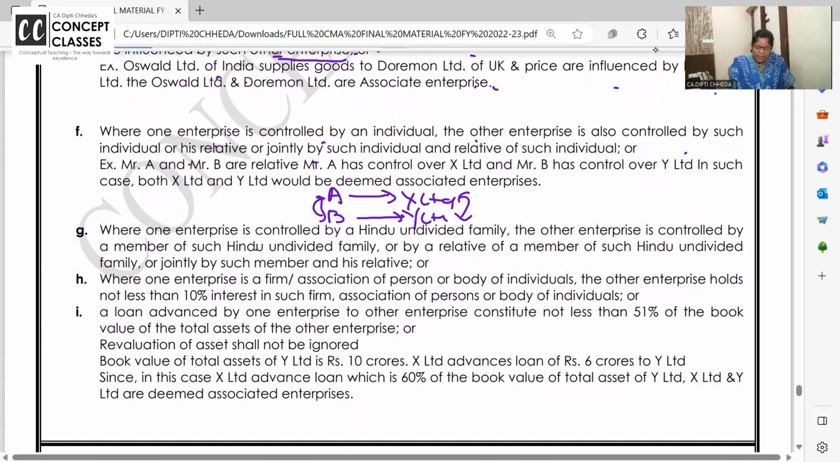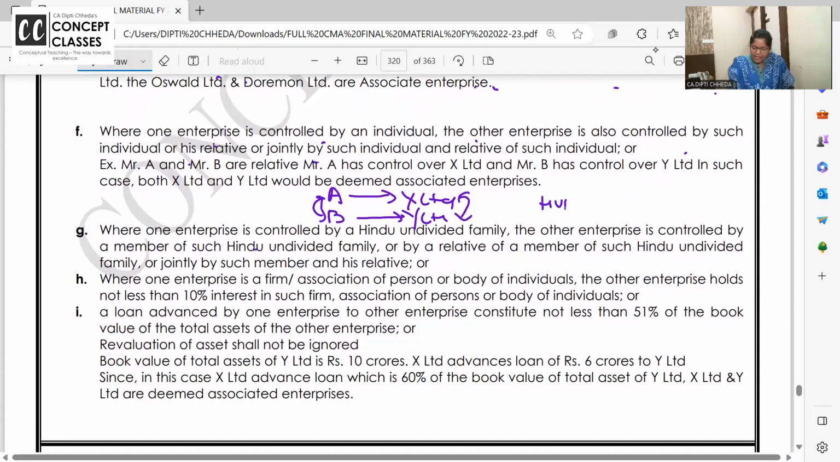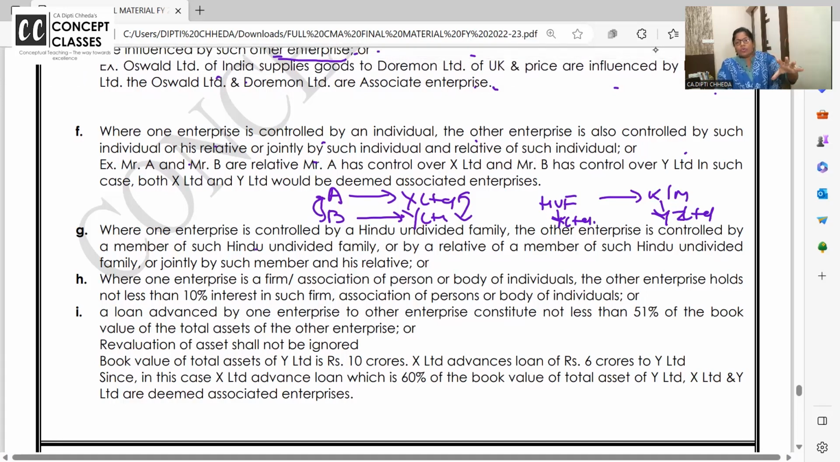Yes. One enterprise is controlled by HUF. HUF is controlling X Limited. And the other enterprise, Y Limited, is controlled by the Karta or a member of the HUF. X Limited is controlled by HUF. Y Limited is controlled by members of the Karta of the HUF. तो indirectly Karta मतलब HUF ही control कर रहा है. So these two enterprises will be called associate enterprises.